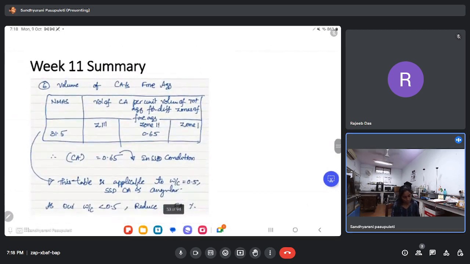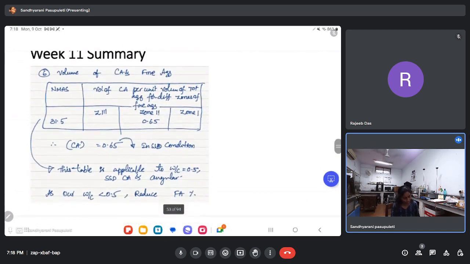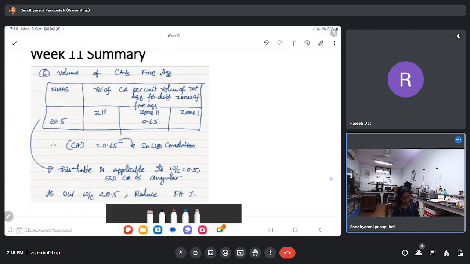So now we have to calculate the volume of coarse aggregates and fine aggregates. And we know that this coarse aggregate and fine aggregate fraction is a function of nominal maximum aggregate size and also the fine aggregate zone. Here in the question they have mentioned that we are going to use zone 2 sand and our nominal maximum aggregate size is 31.5. The corresponding value of coarse aggregate fraction is 0.65.